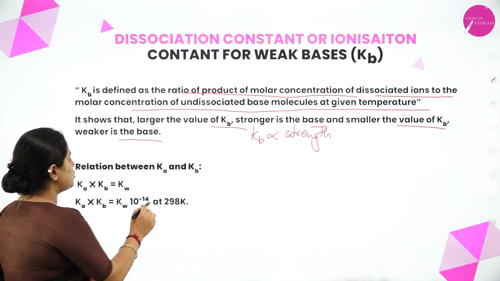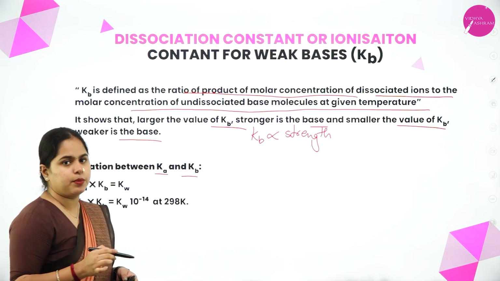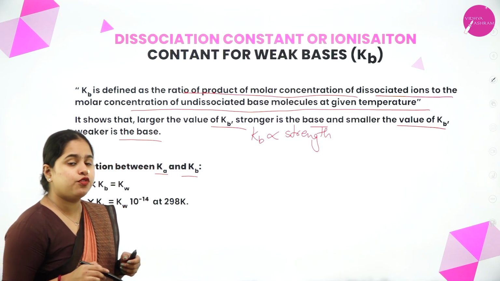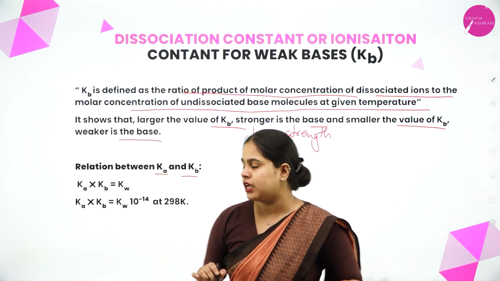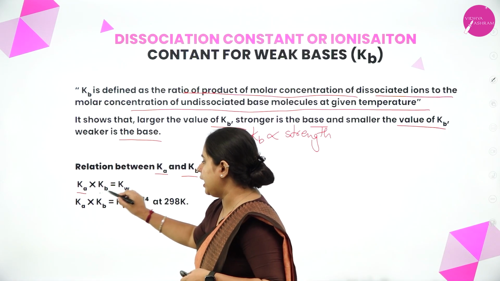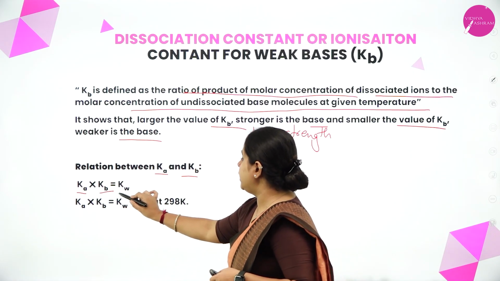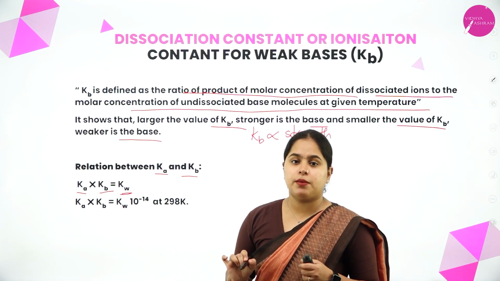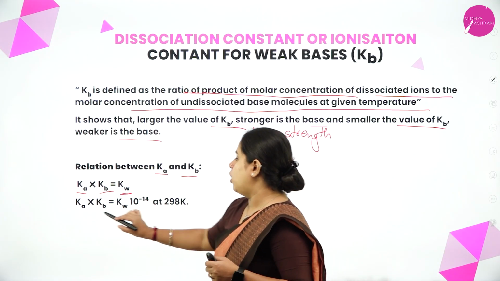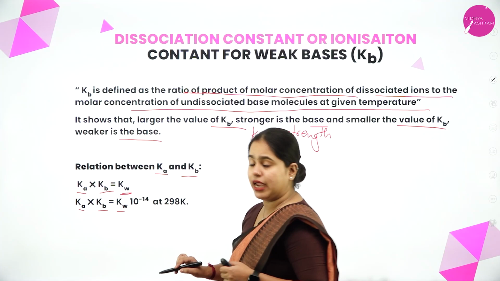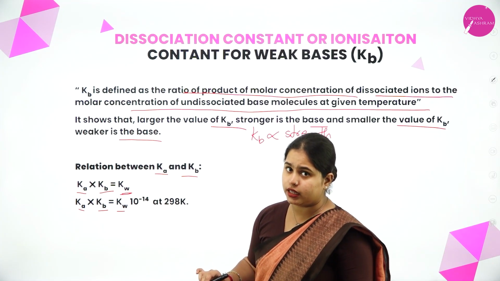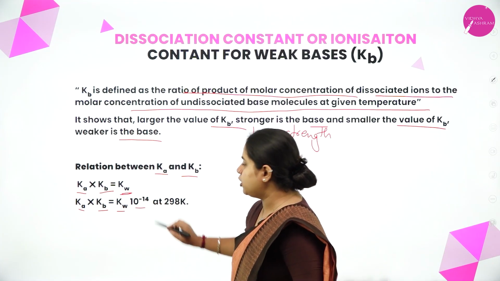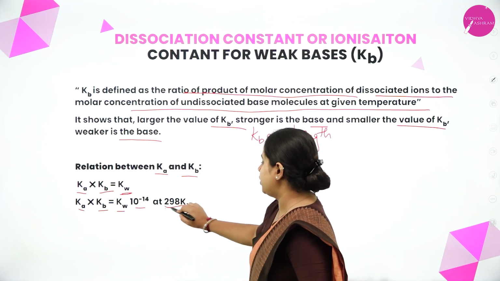Okay. Now we are going to see the relationship between Ka and Kb, that is ionization constant for a weak base and weak acid, which is a very important equation. Ka into Kb will be equal to the ionic product of water. Ka into Kb will be equal to Kw, which is, we know already the value for Kw, 10 to the power minus 14 at 298 Kelvin.